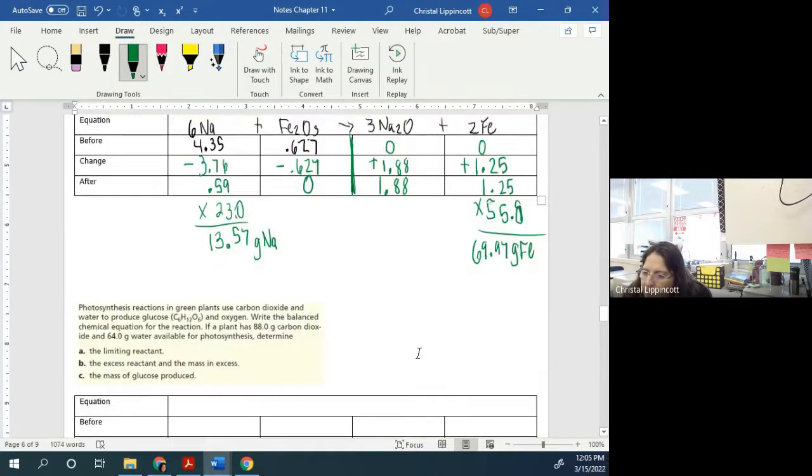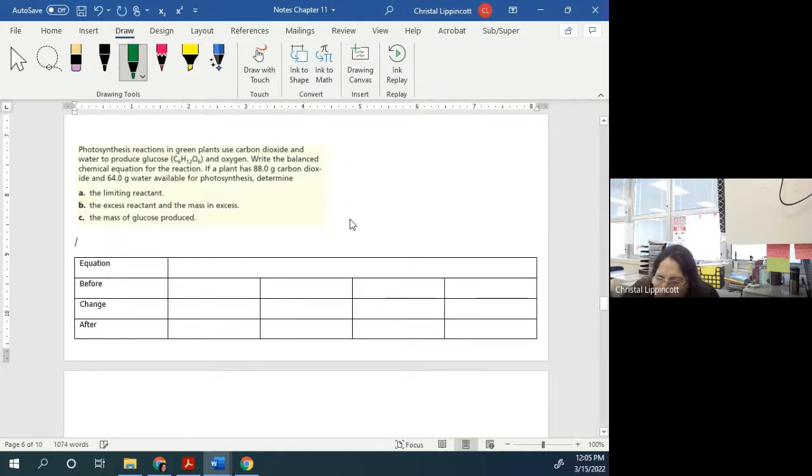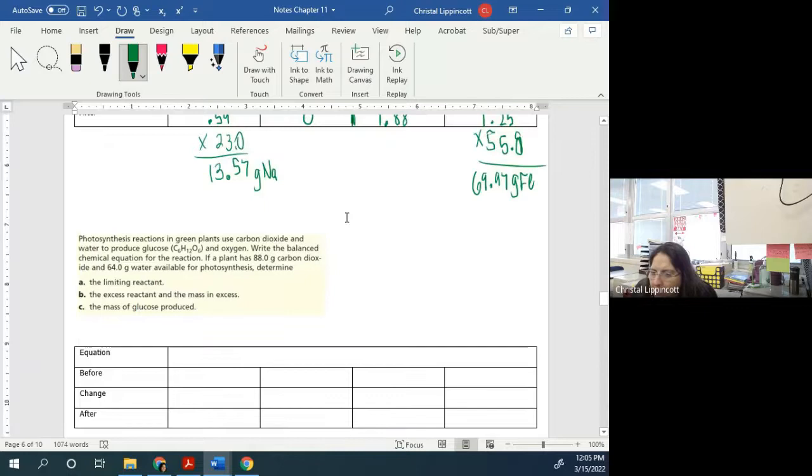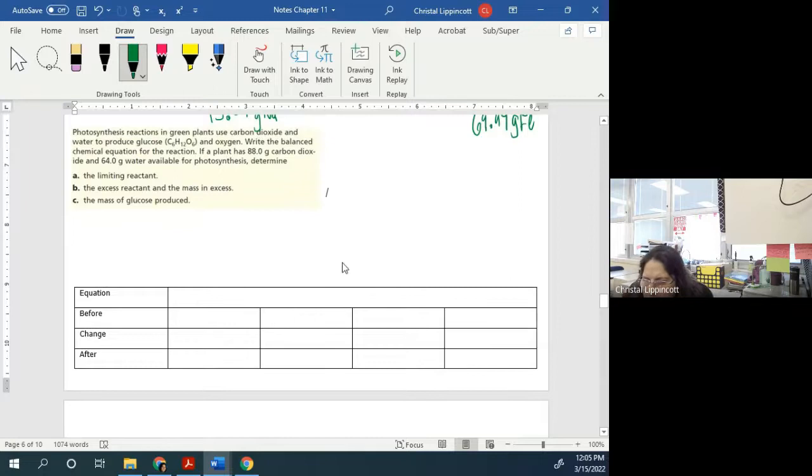Okay, let's try another one. Oh, photosynthesis. All right, so we have our equation here for photosynthesis. They want CO2 listed first plus H2O. There's going to be 6 of these and 6 of these. That's going to yield C6H12O6 plus 6O2. There's your balanced equation.